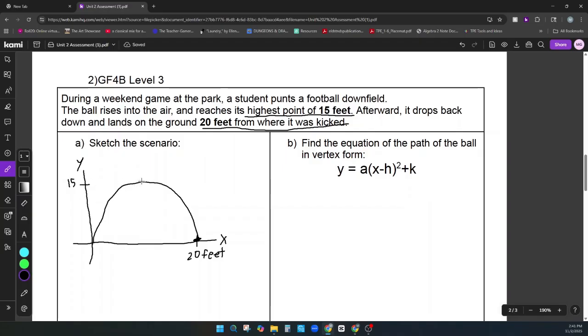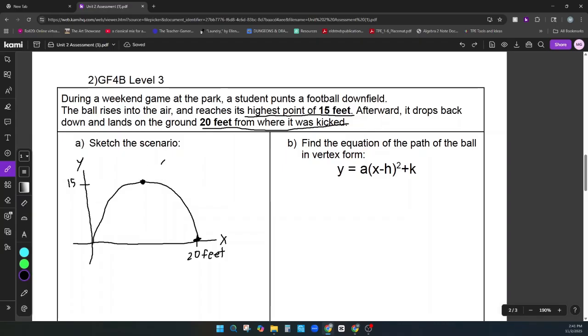I reach a max height at 15 feet, and I go a maximum distance of 10 feet. Or excuse me, maximum distance of 20 feet. Getting ahead of myself. And of course, as far as sketching the scenario, I am done. But in order to do part B, where part B says find the equation of the path of the ball in vertex form, in order to start that, I must identify what my vertex is.